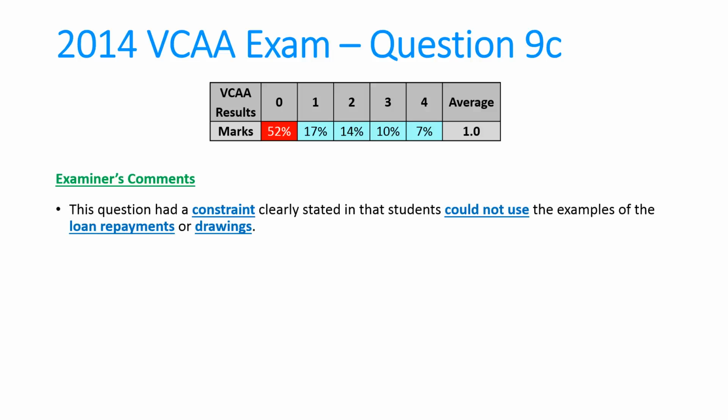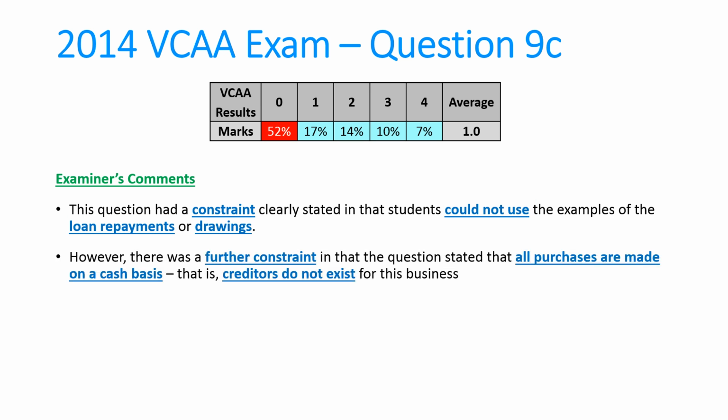Looking at the examiner's comments, the question had constraints, so we could have also used items to explain why profit was good but cash bad. Well, loan repayments and drawings explain that perfectly. However, the question did say you couldn't use those, so if you can't use them, there's no marks for mentioning them. Also, there was one other constraint. We couldn't have said payments to creditors, and that's because all purchases were made on cash, and that must mean that there's no creditors for this business, so we couldn't have used that as an item.